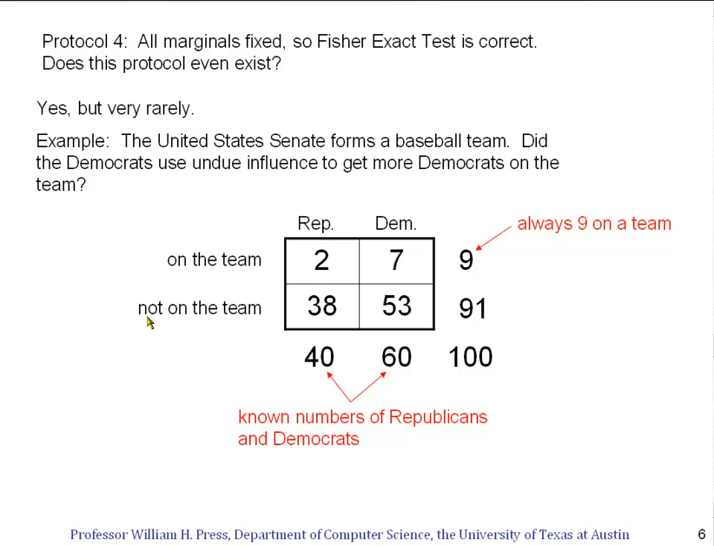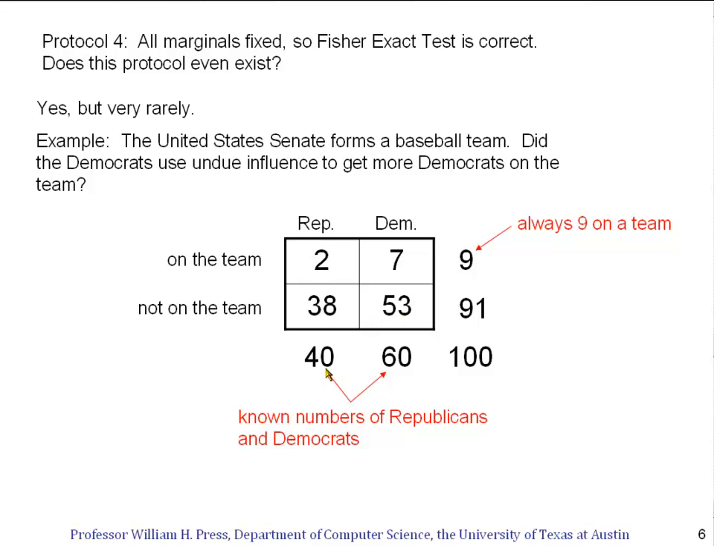So here's an example. Suppose the United States Senate, there are 100 senators, forms a baseball team. A baseball team always has 9 players. Now the question is, did the Democrats, who are in the majority, use their undue influence to get more Democrats on the baseball team than Republicans? And here's the data. There are 60 Democrats in the Senate in this example and 40 Republicans, and there are always 9 members on a baseball team. And the way it came out is there are 7 Democrats and 2 Republicans.